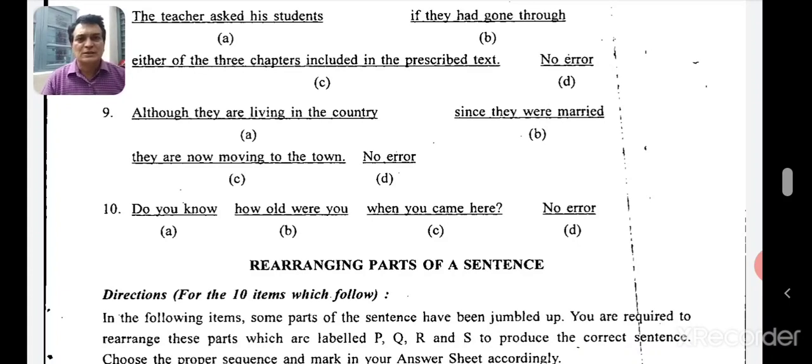Now let's see the 10th one. Do you know how old were you when you came here? Do you know how old you were when you came here? No error. So the error is in B. How old you were. So let's go to the next one now.